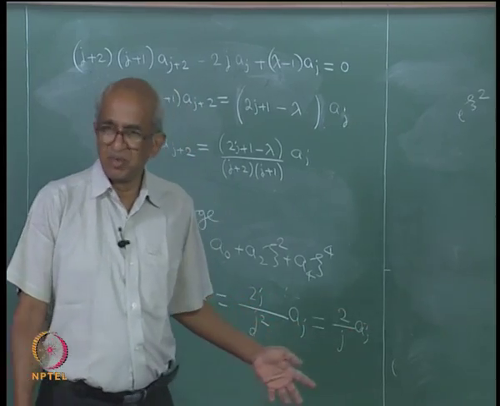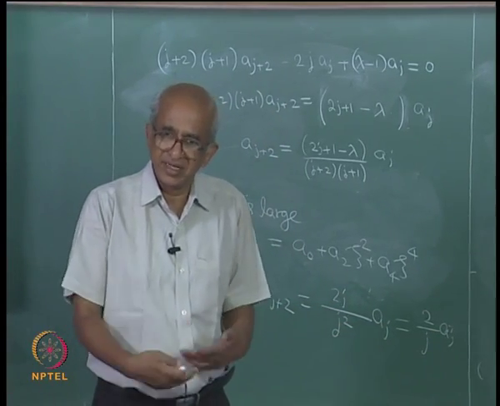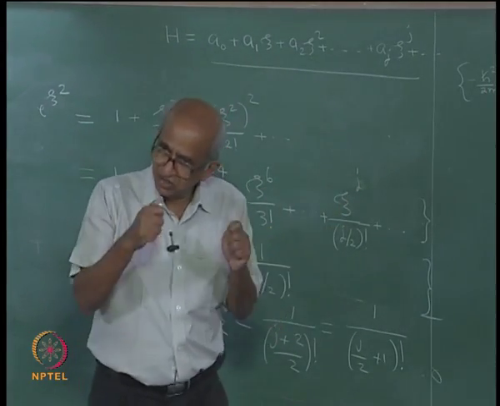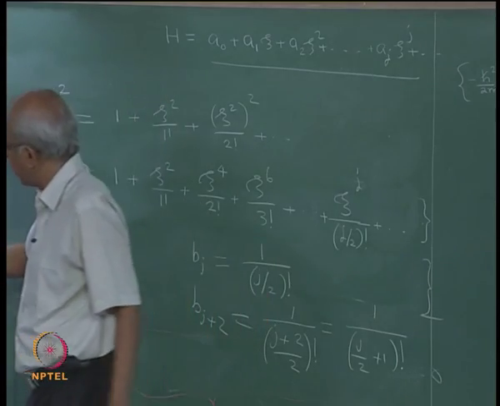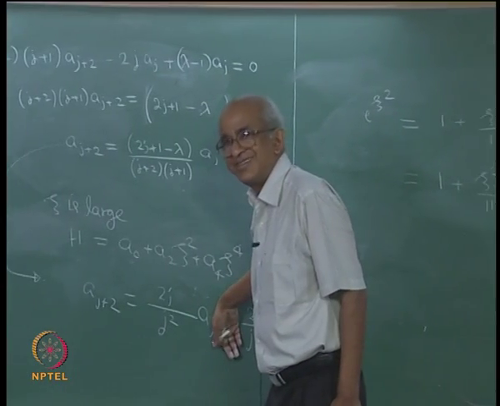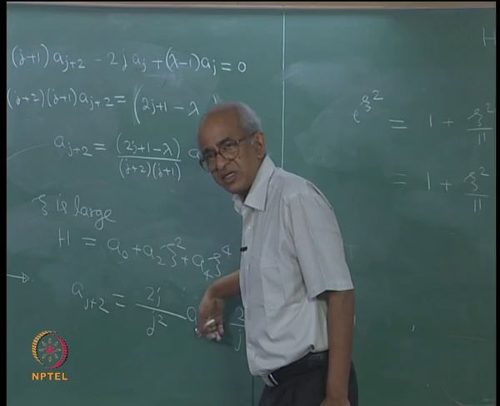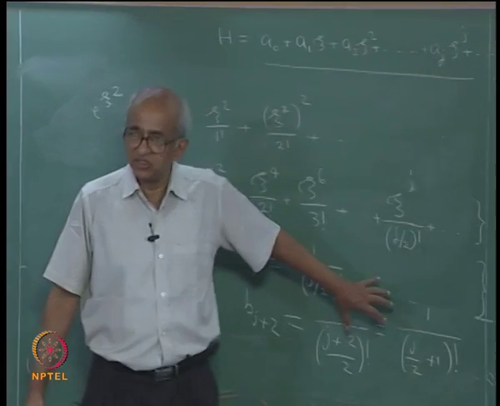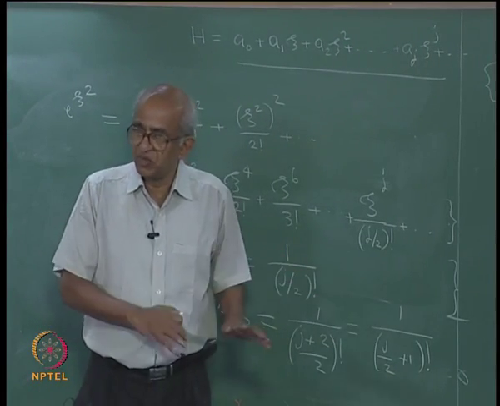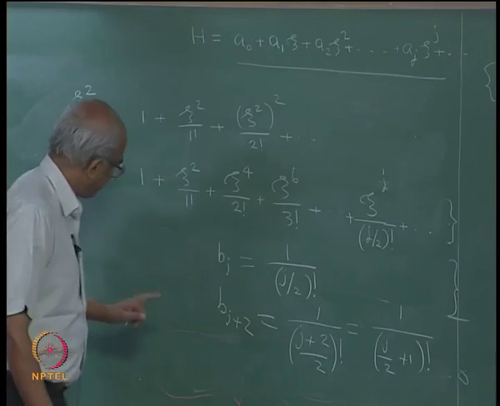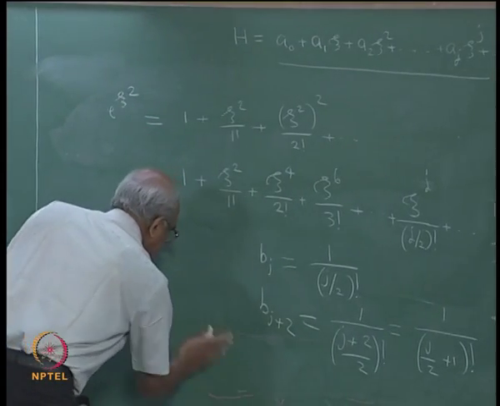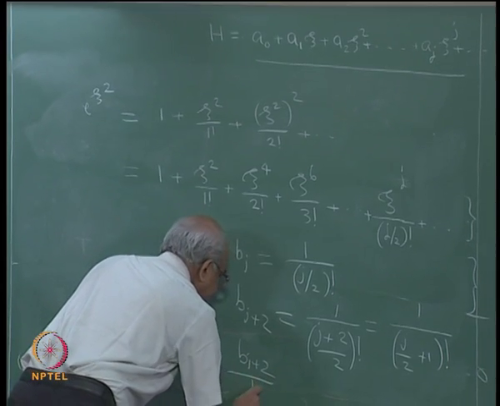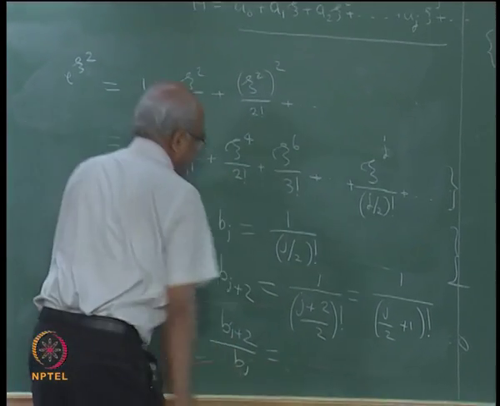Correct? I mean, why do I do this? Because I want to find a recursion relationship that is valid for this series and show that that recursion relationship and this recursion relationship are the same. And because the recursion relationships are the same, the behavior of this series and the behavior of that series has to be the same. That is the reason why I am doing this. So, therefore, now let me calculate bj plus 2 divided by bj. How much would it be?